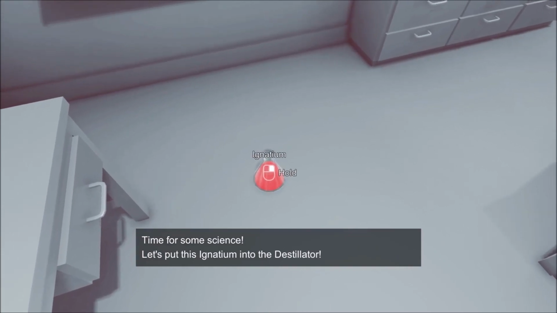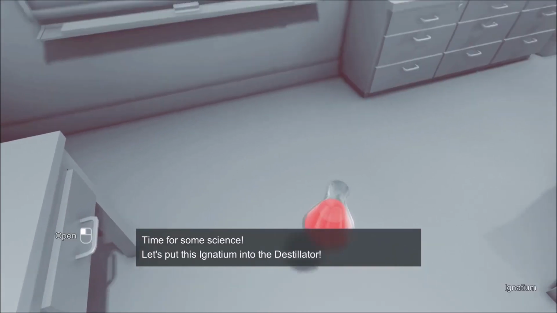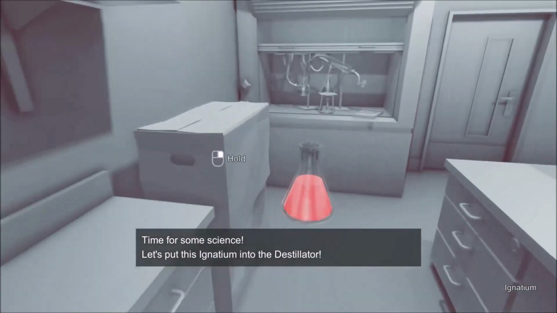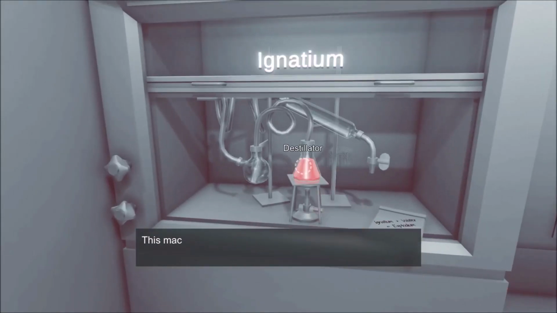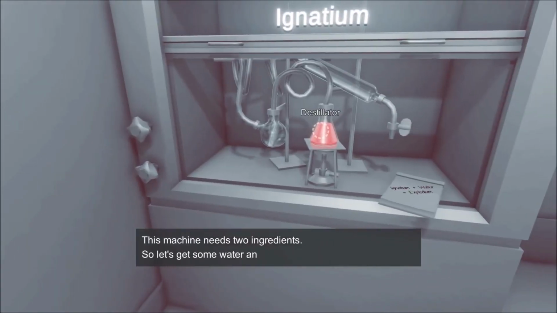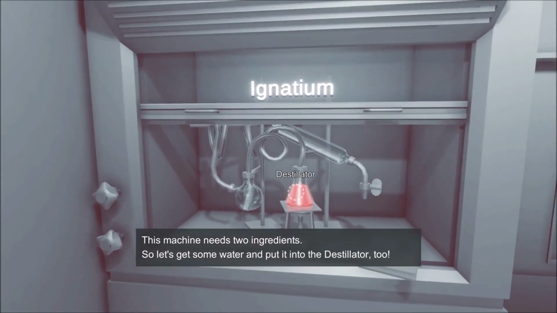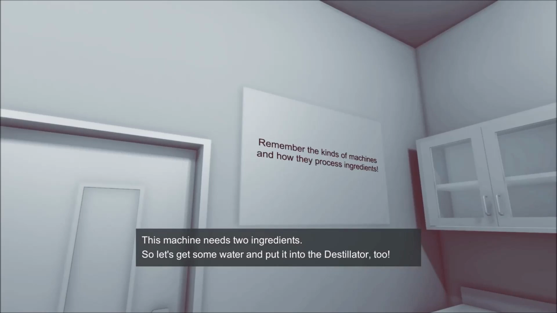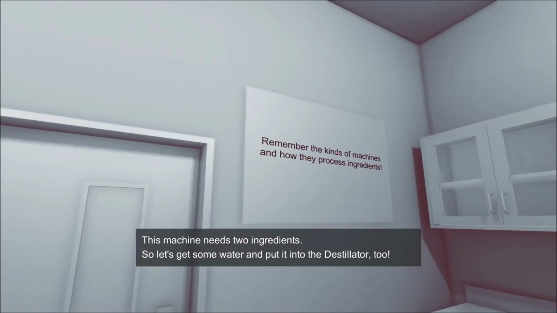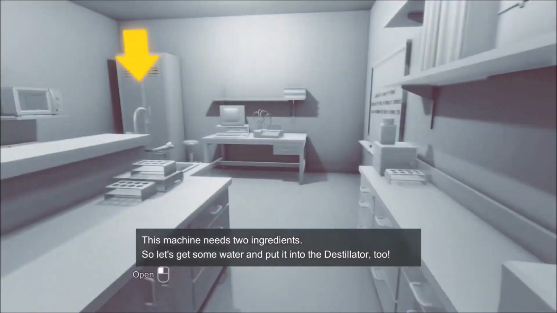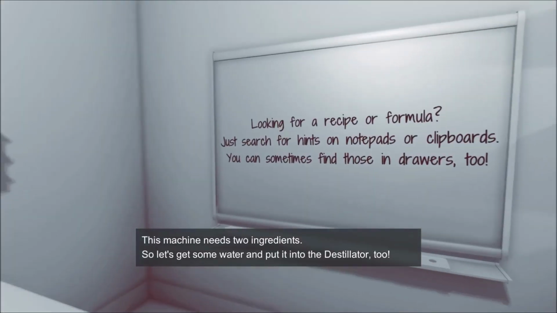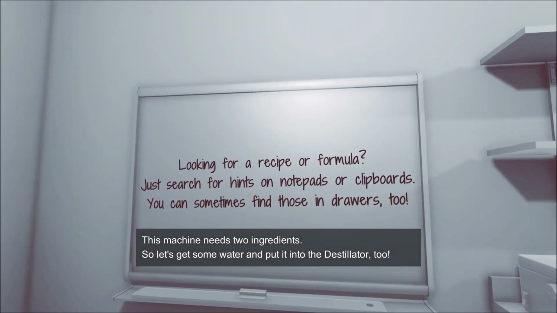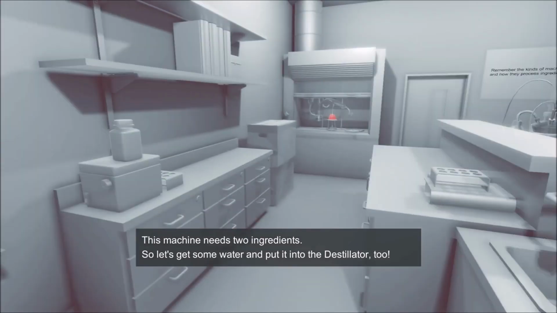Let's put the Ignatium into the distillate. Distill. Yeah. So, okay, put in. All right. This machine needs two ingredients. So let's get some water and put it into the distillator. What's that say? Remember the kinds of machines and how they process ingredients. Okay. Looking for a recipe or formula, just search for hints on notepads or clipboards. You can sometimes find those in drawers too.